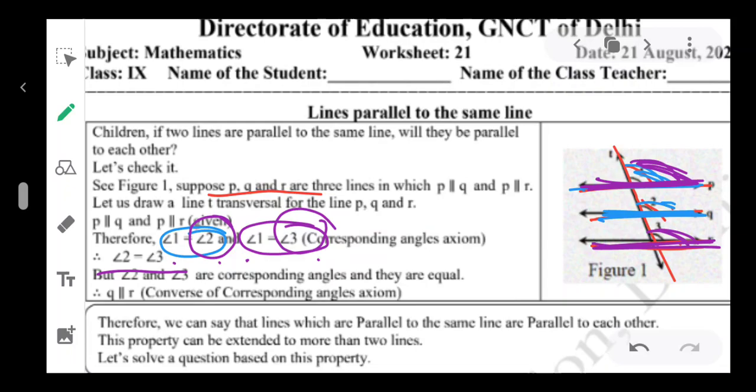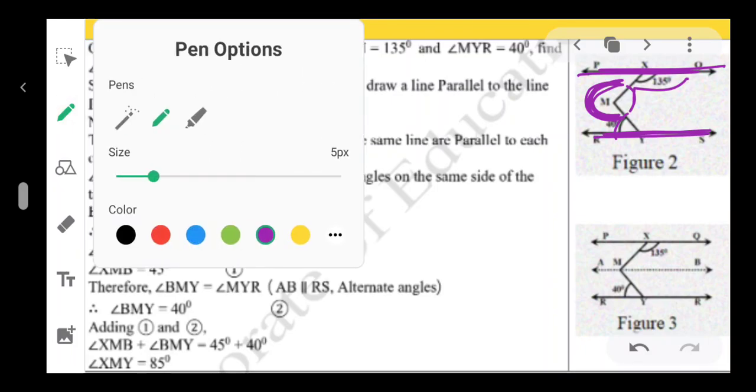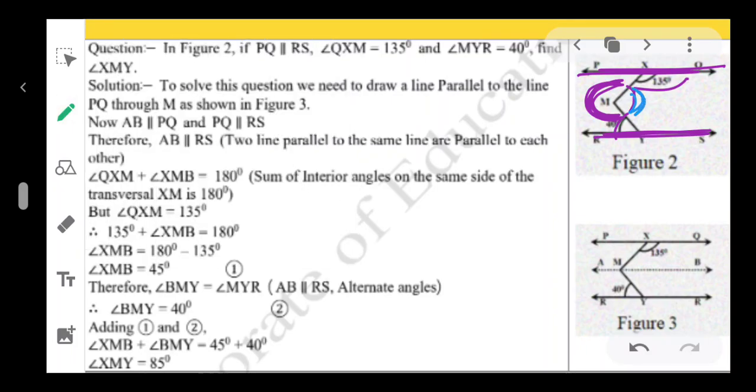Now solve some questions based on this property. Okay, in the figure, PQ parallel to RS, and angle QXM is given, this one, and MYR is also given, this one. We have to find X and Y. X and Y may be here, and maybe here, but it is a reflex angle. So whenever we have to find reflex X and Y, then we have to find this side. Otherwise simply X and Y from blue lines, this one.